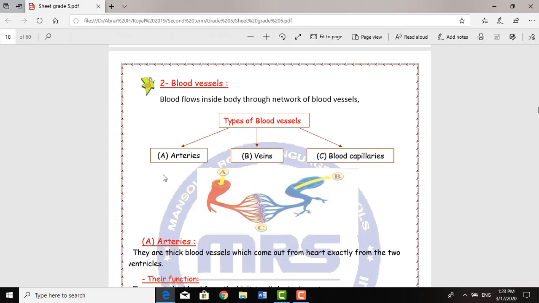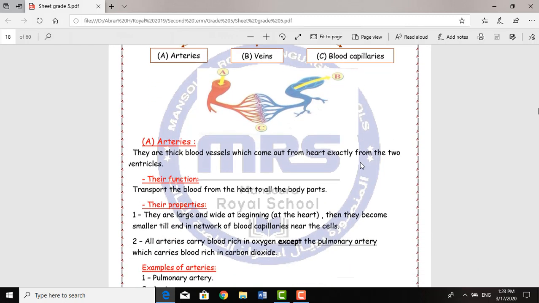What's between the end of an artery and the beginning of a vein? A type of blood vessel called blood capillaries. The structure that connects the end of arteries with the beginning of veins is called blood capillaries.